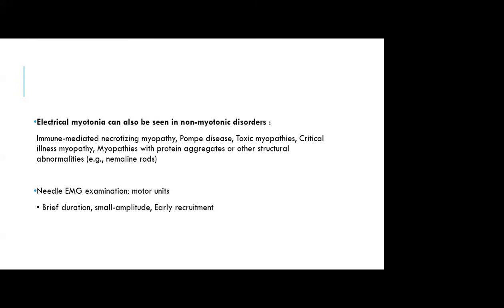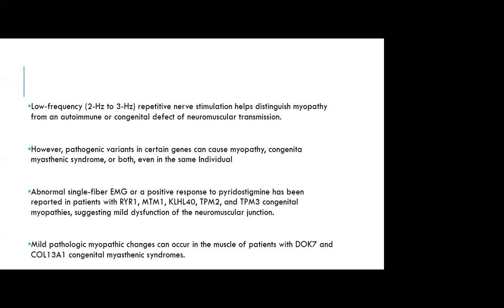On needle EMG examination, the motor units show brief duration, small amplitude, and early recruitment. Low frequency repetitive nerve stimulation may help us differentiate between a neuromuscular junction disorder and a myopathy. However, pathogenic variants in certain genes can cause myopathy, congenital myasthenic syndrome, or even both. For example, mild pathological myopathic changes can occur in muscle of patients with DOK7 and COL13A1 congenital myasthenic syndromes.